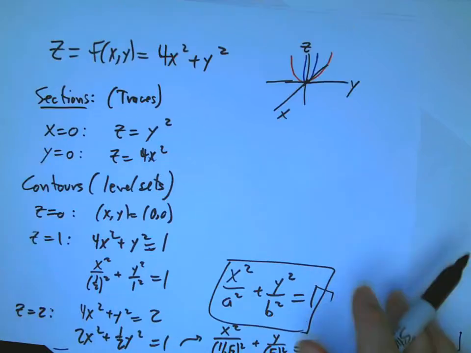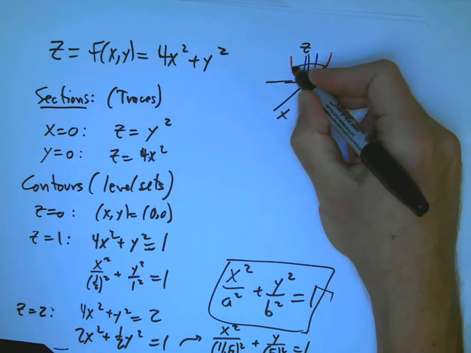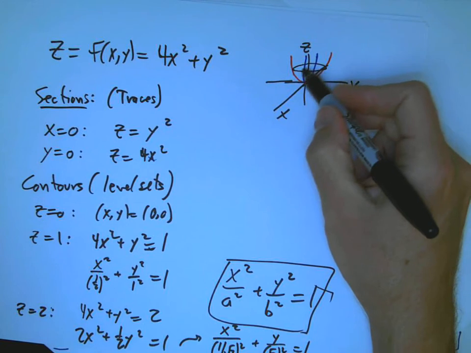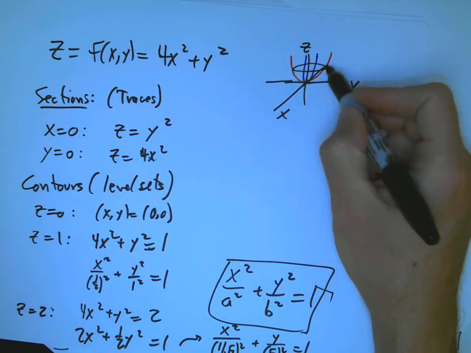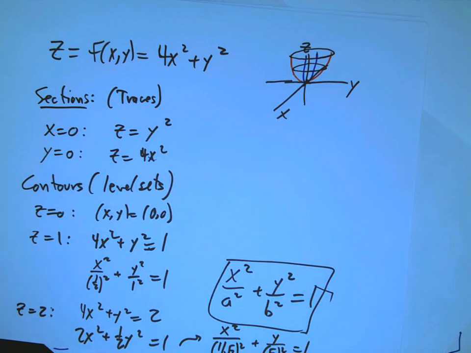So what we're seeing is it goes from the origin and it's an ellipse, not too surprising, because that's the kind of curve that would be narrower in one direction, that is along the x-axis, than along the y-axis. And then it's wider as it goes up. So notice from just two traces and basically two contours, we've got a pretty good picture. I'll pause here.